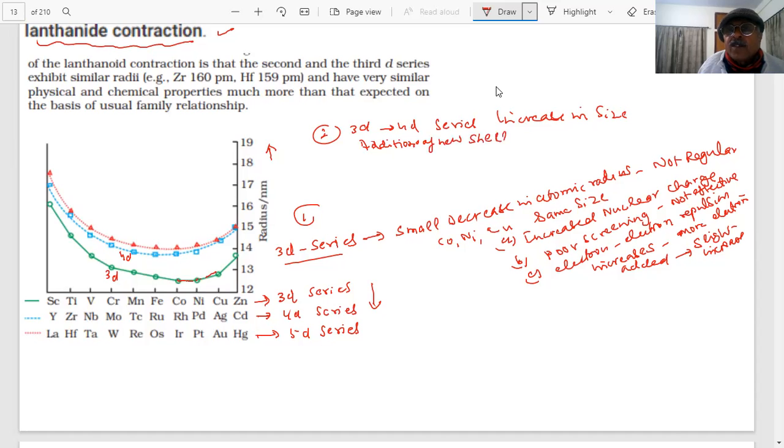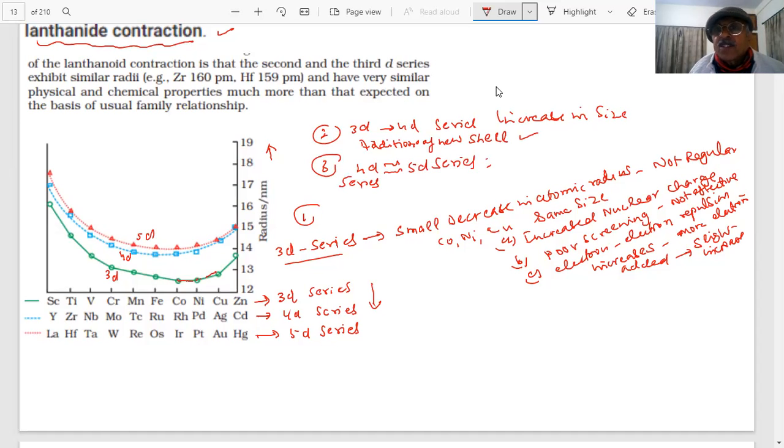As you have added one more shell, the electron is going away from the nucleus. More shells means the electron is farther from the nucleus, so the size increases. That trend is expected. But the most important point: you can see the 4d and 5d series sizes are almost equal. Actually, the size should be more, but it has come out almost the same.